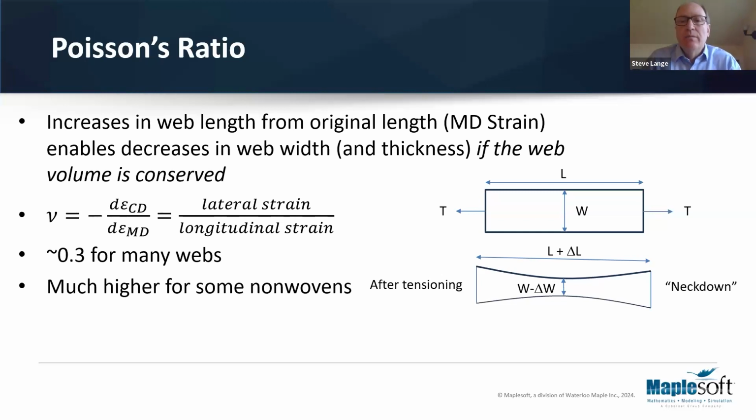Related to that is a parameter called Poisson's ratio, which is simply that you've applied tension to the web. Some webs typically will neck down, as it's called. They'll change width and shrink in the cross machine direction. And the ratio of that lateral strain to the longitudinal strain is Poisson's ratio. For many webs, especially high modulus, high stiffness webs (we'll talk about modulus later), the Poisson ratio is typically lower, around 0.3. But certain fibrous webs, like nonwovens, can have a very high Poisson's ratio approaching 1 or even over 1.